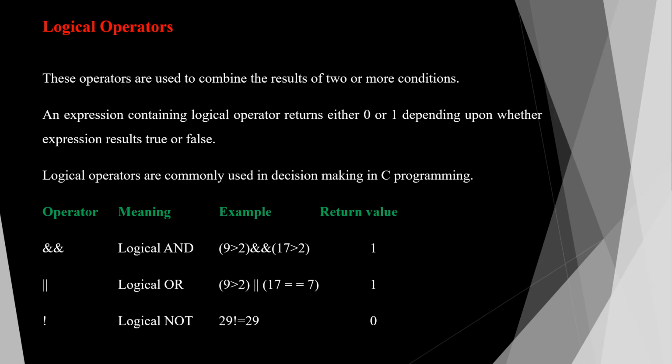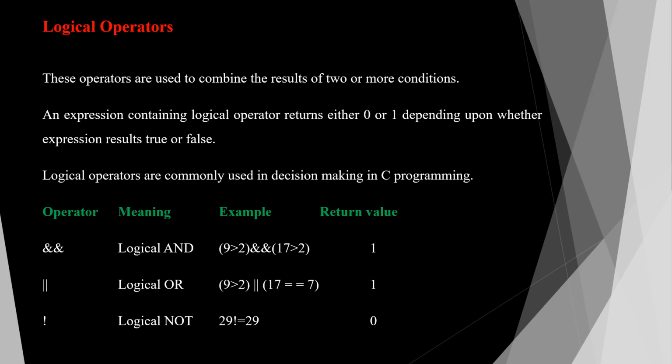Next we move on to the next slide: logical operators. These logical operators are used to combine the results of two or more conditions. An expression containing a logical operator returns either true or false, that is, either 0 or 1, depending upon whether the expression's result is true or false. Logical operators are commonly used in decision-making statements in C programming.